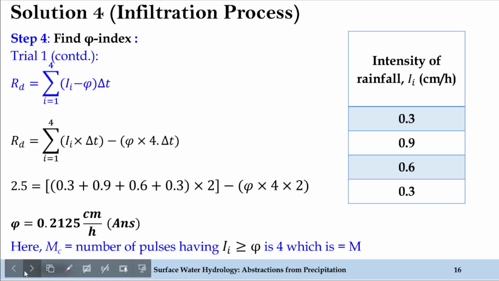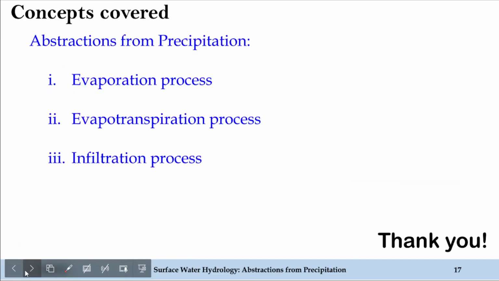I hope all the enrolled candidates watching this video have followed how to solve a problem on the infiltration process. Today in this lecture, we focused on these 3 aspects of abstractions from precipitation: the evaporation process, the evapotranspiration process, and the infiltration process. I hope you were able to understand all these problems, and I'm pretty sure these numerical problems will help you solve the weekly assignment being released on the NPTEL portal.